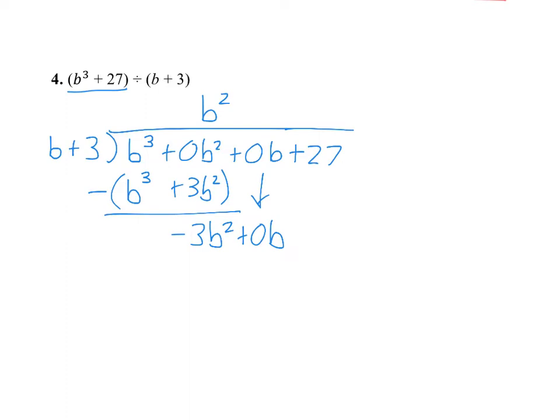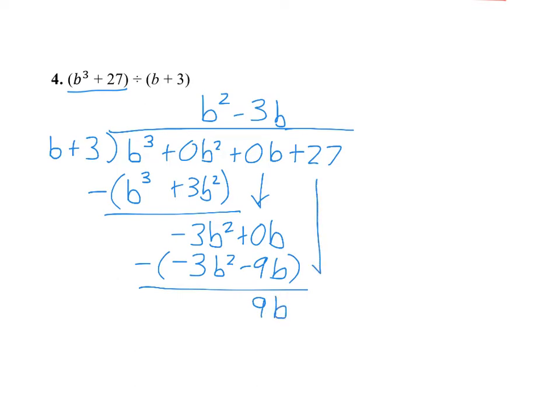So now I divide -3b squared by b. So that would be -3b. Remember, when you divide, it's only the first term by the first term. And whenever you write something on top, now you multiply with the denominator. Negative 3b squared minus 9b, subtract. You get 9b, and after you subtract, you bring down.